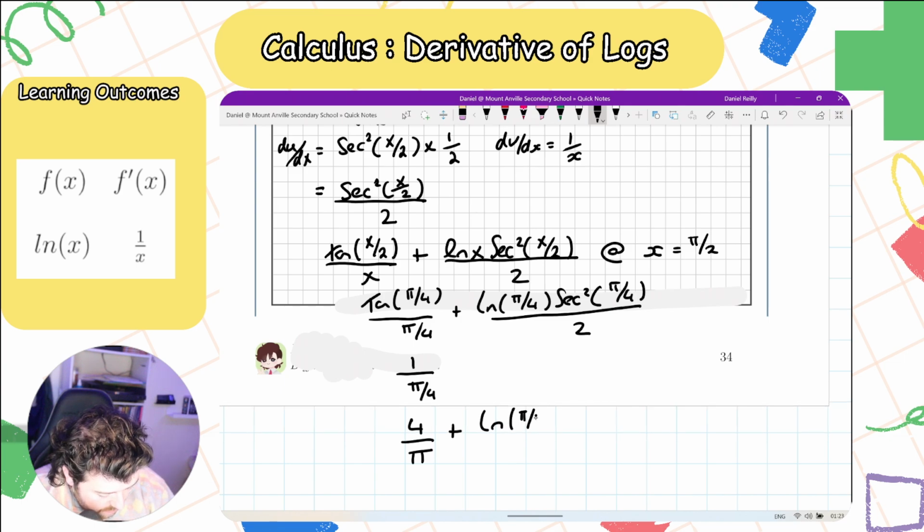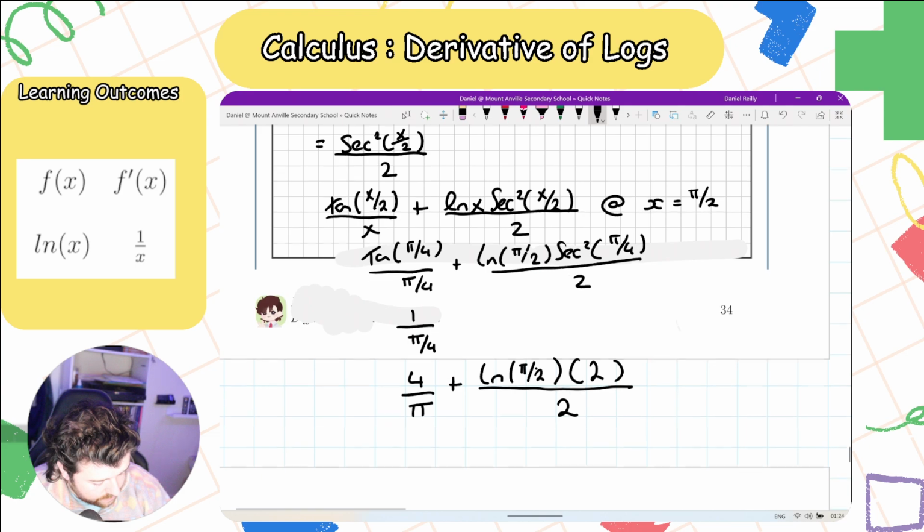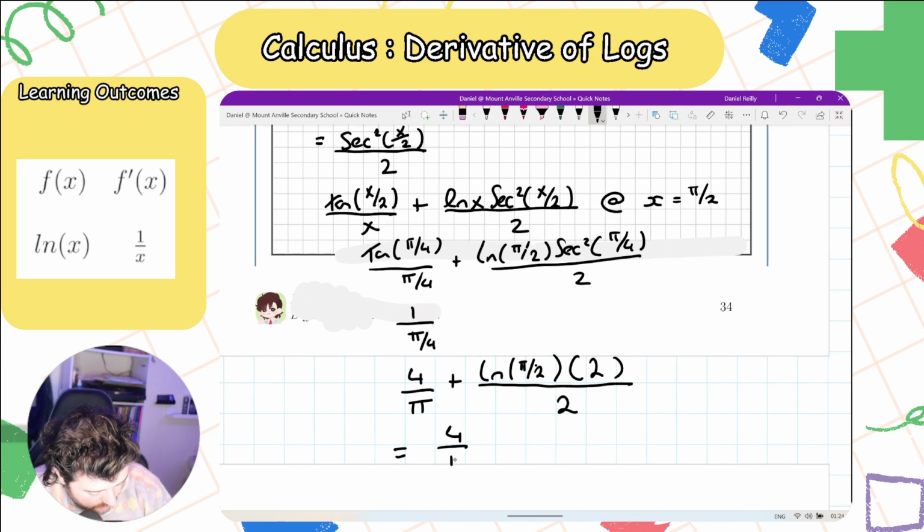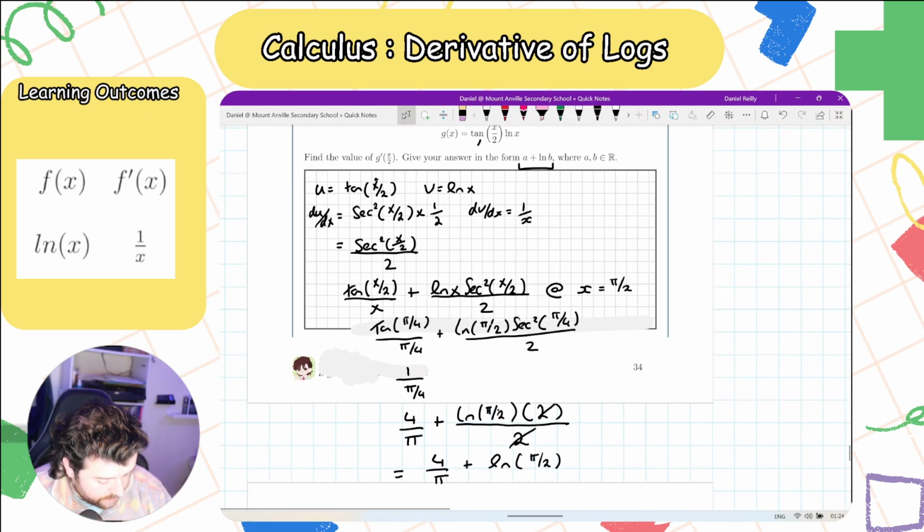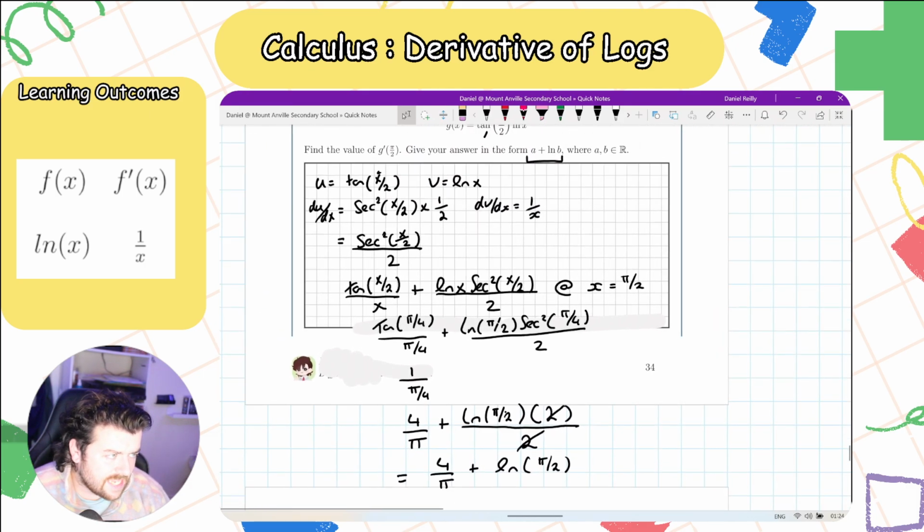ln of pi over 2 times sec squared of pi over 4. That's just 1 over cosine squared of pi over 4, which is equal to 2, all over 2. The answer is 2 over pi plus ln of pi over 2. Yeah, that one was a nasty one. That was a mean one.